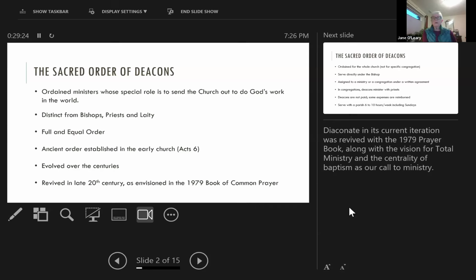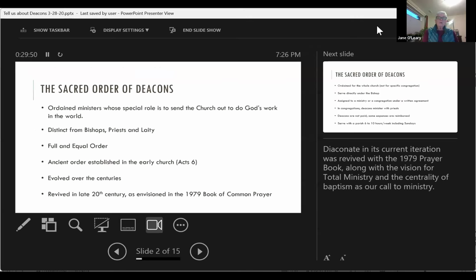So if you were to look at the service of ordination of deacons in the 1928 prayer book, it would look a lot different than in the 1979 prayer book. It says Vaughn wants remote control of my screen. Sure. Go ahead and say okay. Is that all right? Yes. Okay.